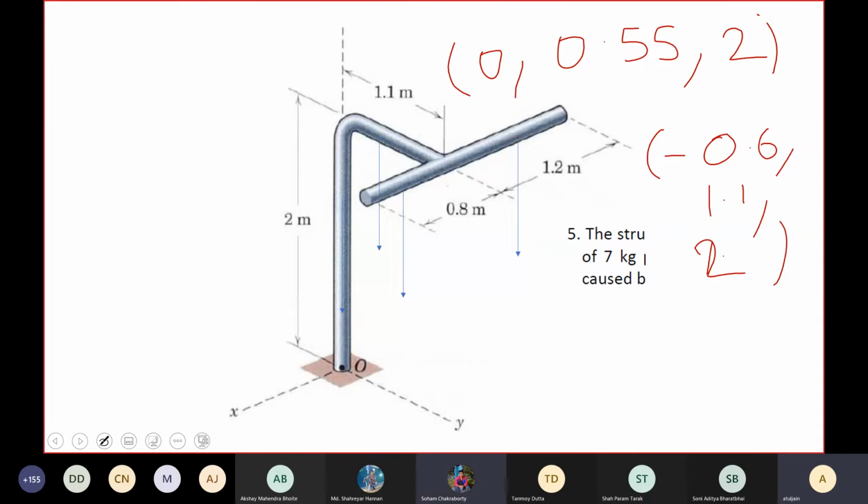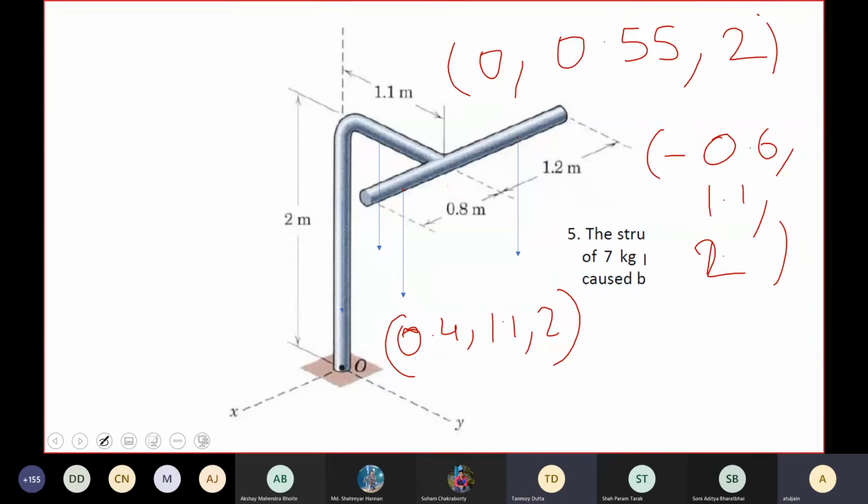And what is this? Plus 0.4, 1.1, 2. These are the coordinates of the points. All the forces only have a k component, minus k, correct? Yes, sir. So now you can easily find out the moment about point O.